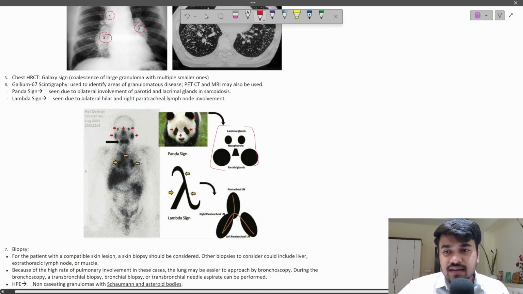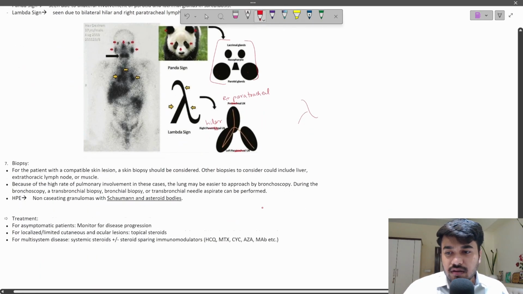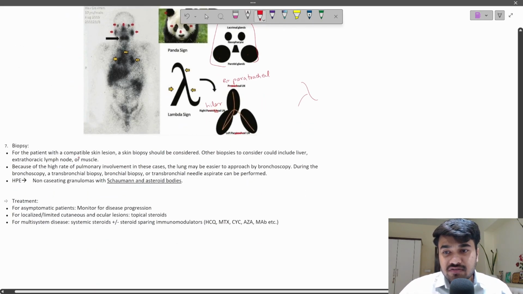Then we have the lambda sign. Lambda sign is similar to Garland triad. Basically, it is seen in bilateral hilar lymph nodes, so the right hilar lymph node and the left hilar lymph node, and then we have the right paratracheal lymph node, right? So similar to the Garland triad in CXR, on gallium scintigraphy this forms the lambda sign, because if you join these, it will form a lambda-like shape like this, right? Hence the lambda sign.